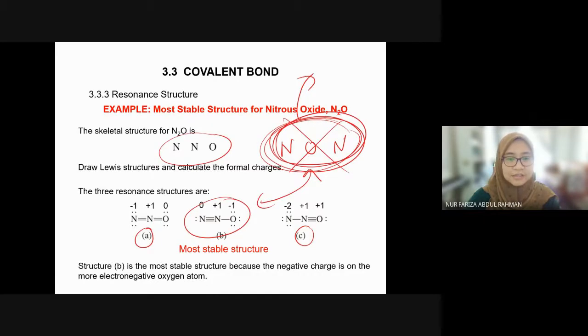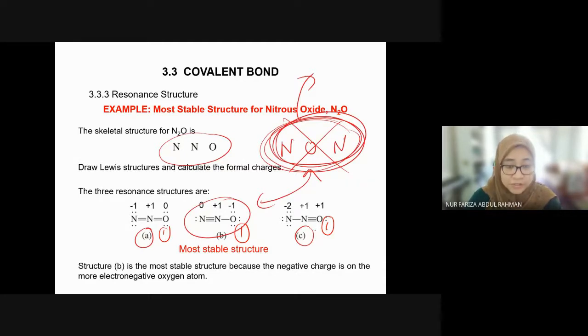Okay, the Lewis structure alone will be provided 1 mark. So katakanlah you got all these three Lewis structures correct. That means you have 1 mark here, 1 mark, and then 1 mark. Okay, so ataupun minimum pun half. Okay, for the Lewis structure.